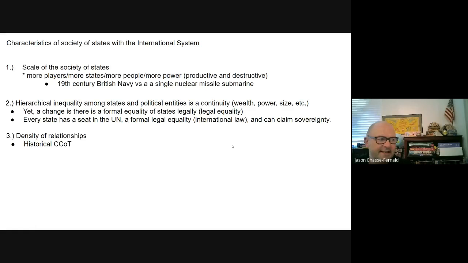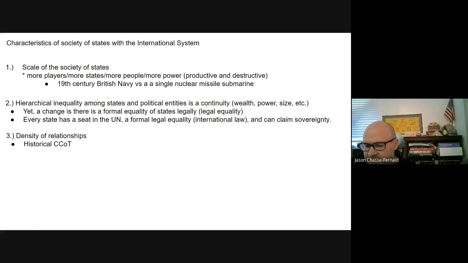And also, when you're looking at where we are today, there's a density of relationships, right? There's a density of relationships that exist within the international system that did not always exist in the past. So today, obviously we have the United Nations, but there's a much more complex array of systems within the international community that goes simply beyond that. I'll show you some examples in a minute.